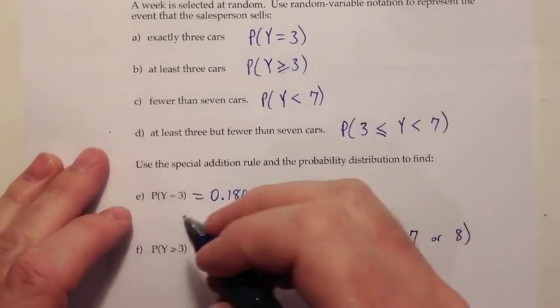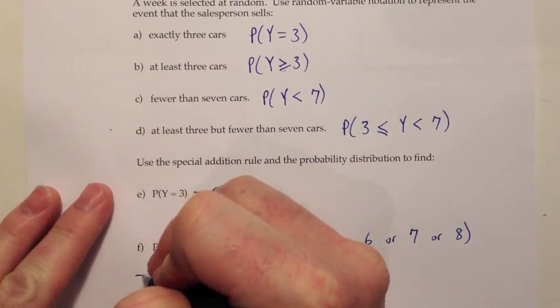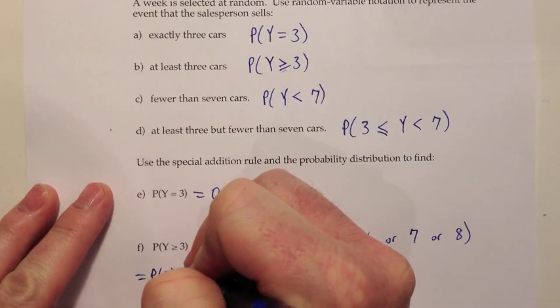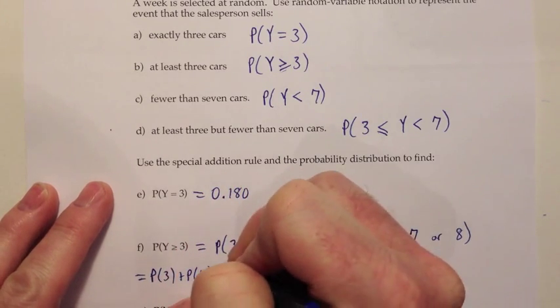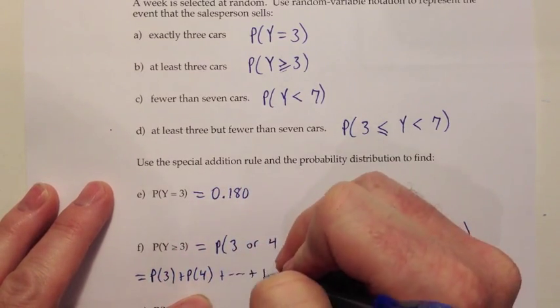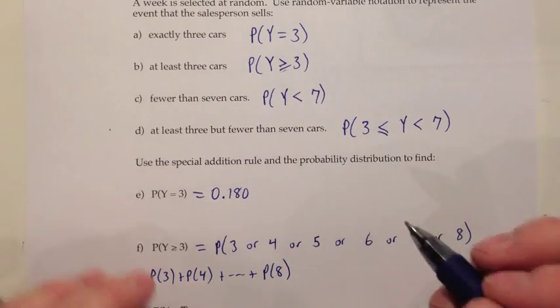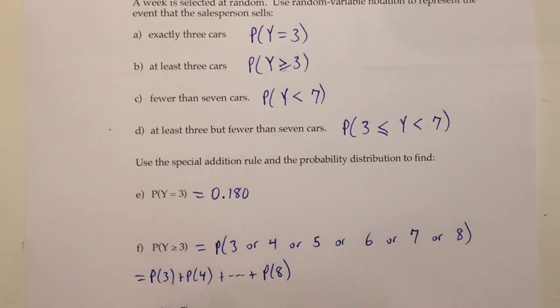And what we'd want to do there is add all of those together, and we can get those off of the chart up above, and that would be fine to do. And by the way, I can only take an or and separate that into addition if I'm using the special addition rule, which can only be used if these things are mutually exclusive.